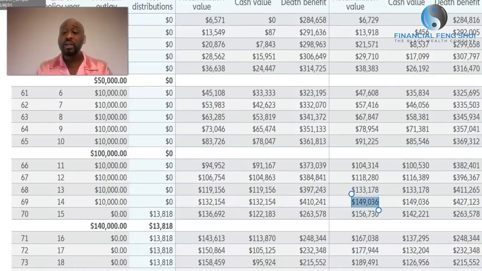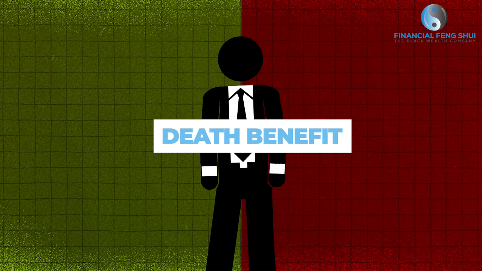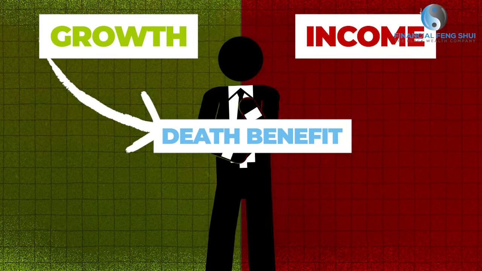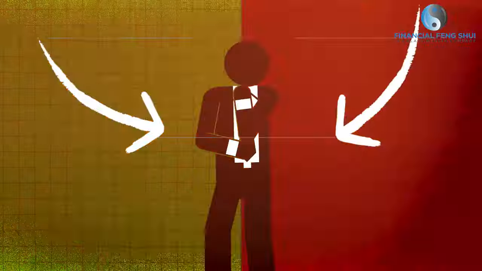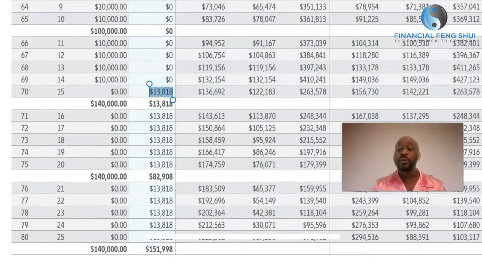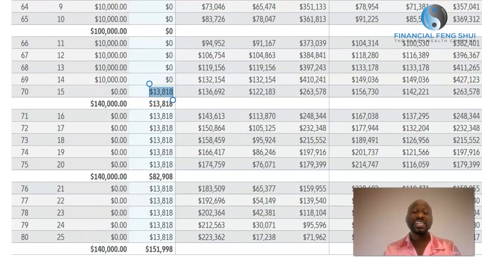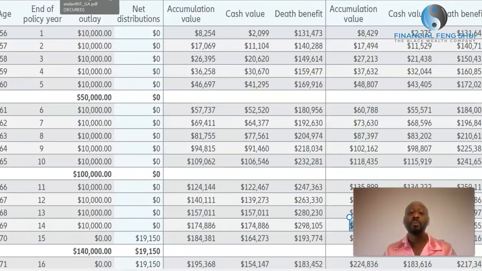So this again is just a visualization of how the death benefit that you start with impacts both the growth and the income potential. Because look at our income. This is what we can take out of the policy on an annual basis in the 15th year, $13,818 starting in the 15th year, with the plan that has the higher death benefit. Jumping over to the plan with the minimum death benefit.